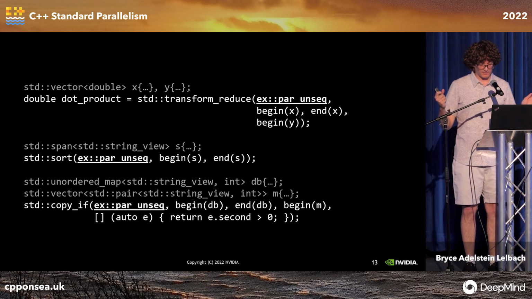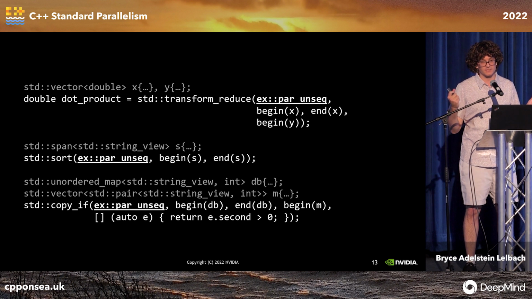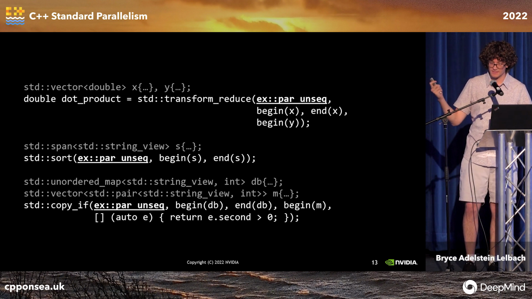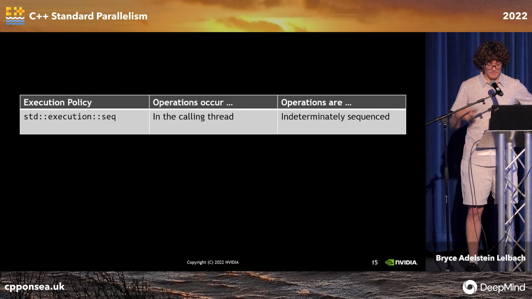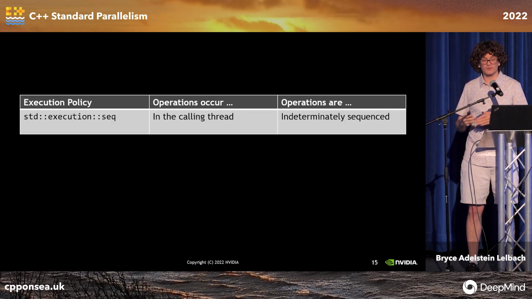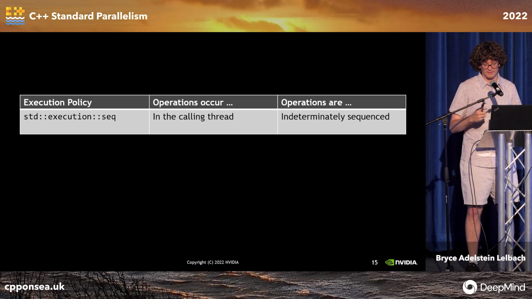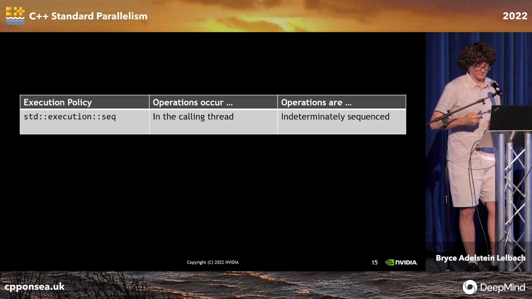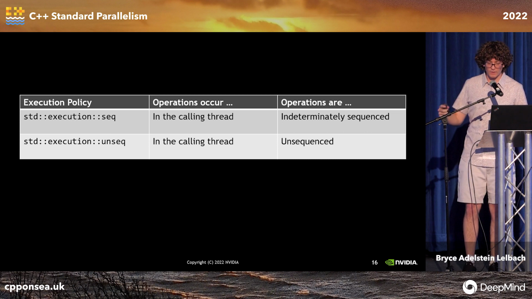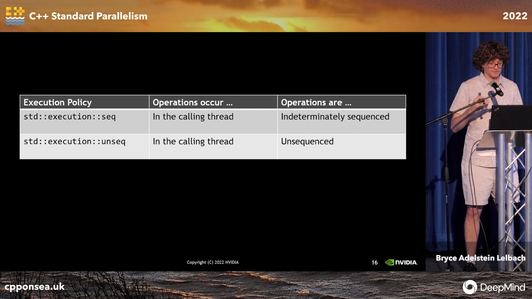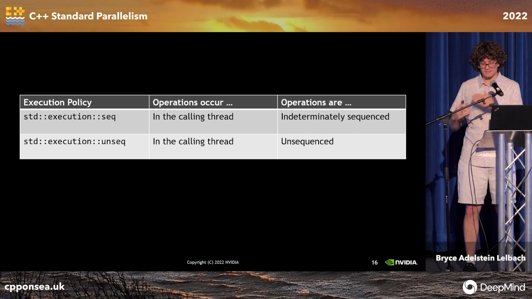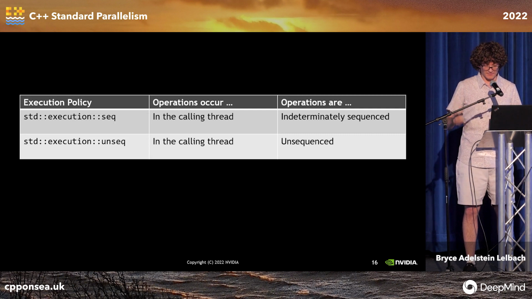So execution policy parallelism could be implemented with a variety of different strategies. It could be some bespoke CPU thread pool, could be OpenMP, or it could be GPU acceleration. So there are 4 execution policies in the standard. There's seq, which indicates that all operations must be performed within the calling thread and must be indeterminately sequenced. So basically it says that you're not allowed to have any parallelism here. Then there's unseq, which also requires all operations to be performed in the calling thread, but allows those operations to be unsequenced with respect to each other, which means that vectorization is allowed but not required, but not parallelism.